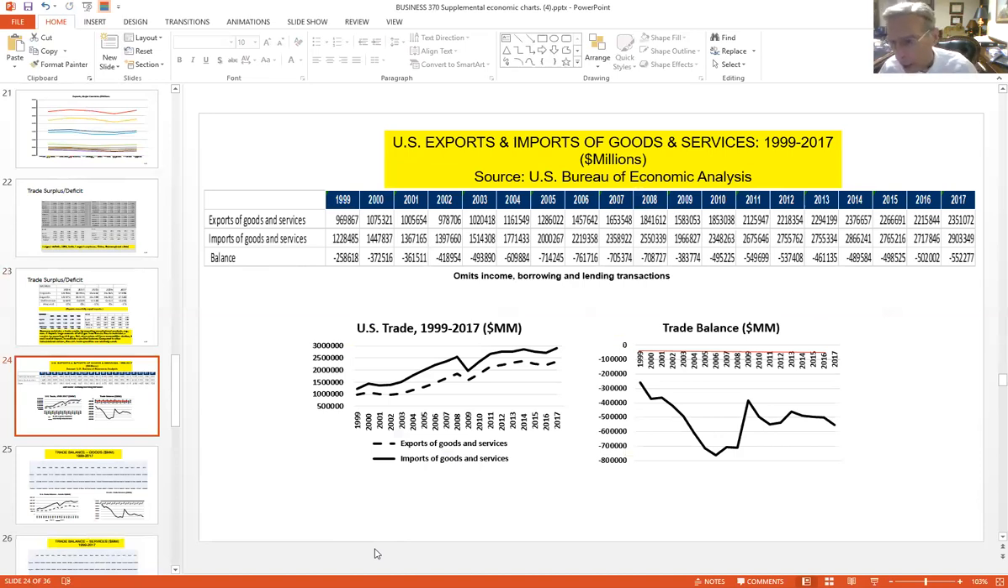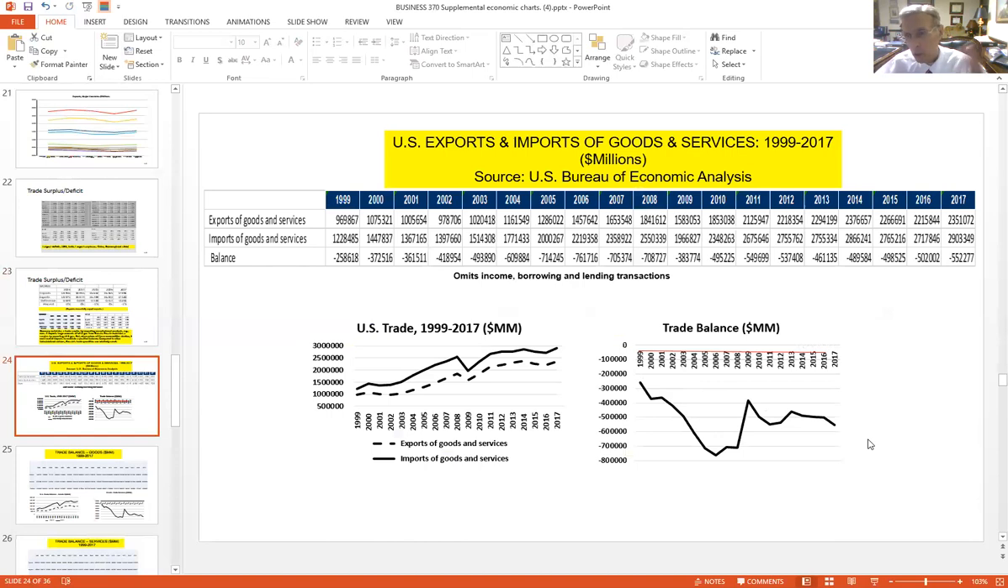Here are just a summary in a couple of charts of US exports and imports. And you can see that US trade balances through 2017 in this case ran a deficit in the last year of over $500 billion, $553 billion. So the trade balance has been negative for many years for this entire chart, which begins before 2000.